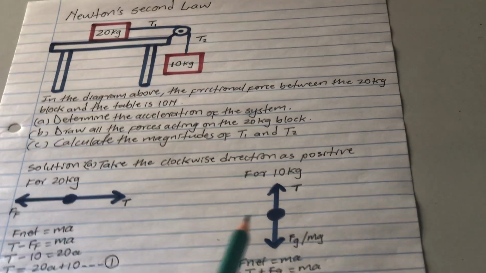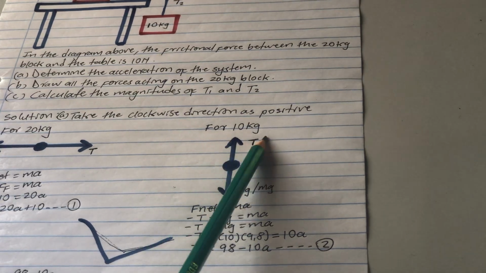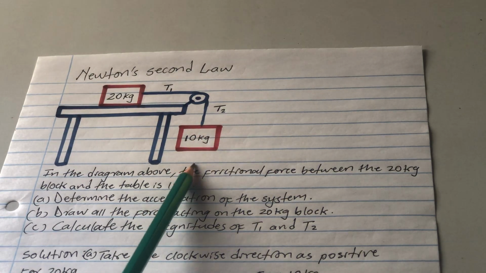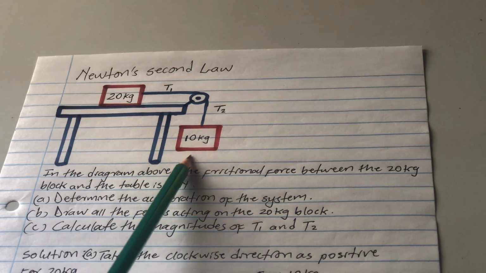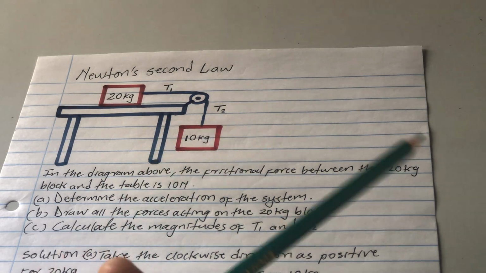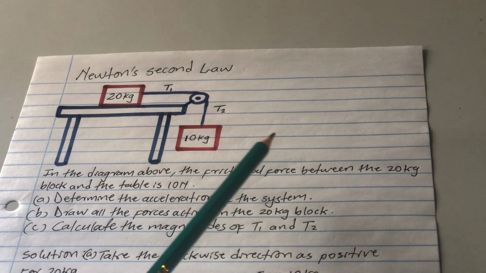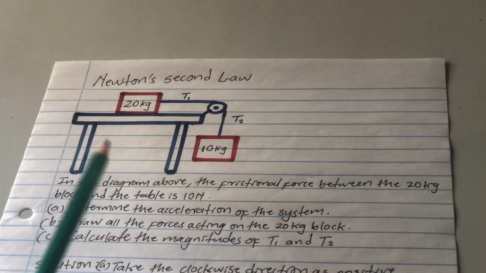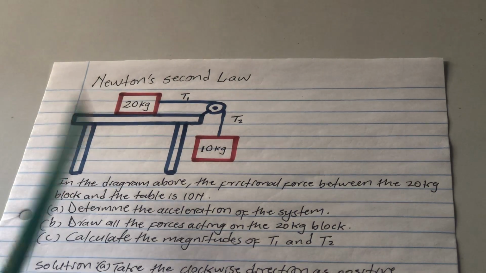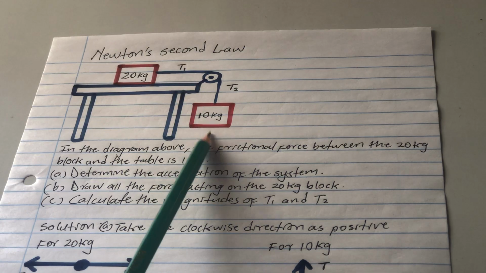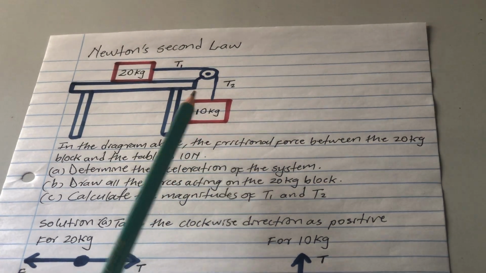Then we go to the next block, which is the 10 kg block. You see, the 10 kg block here, forces that are acting on this block. We don't have F normal here. We have F normal on the object which is resting on the surface, but this one is hanging. So we have only two forces that are acting on this box.